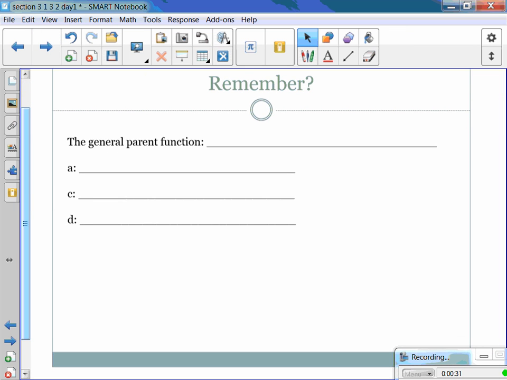We've taken a look at our transformations of our functions before, whether we're using our logs, our trig functions, or just our power functions or parent functions. The general function we always started off with is a times f of x minus c plus d.